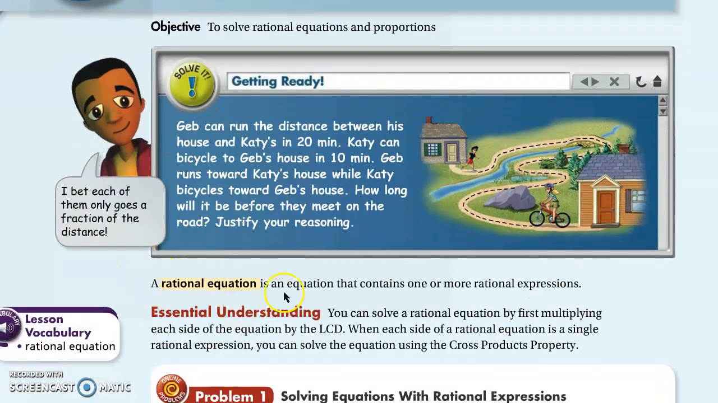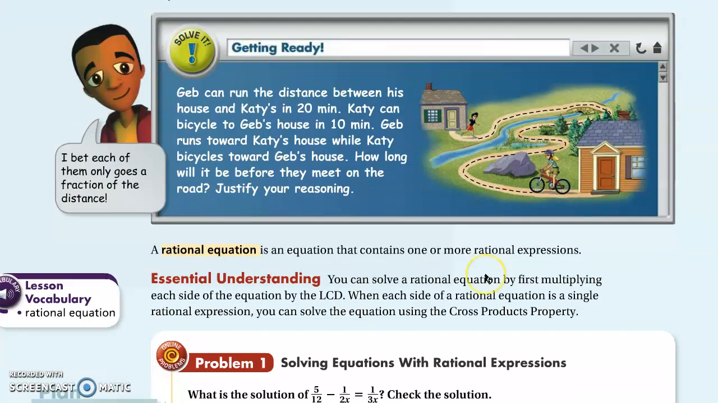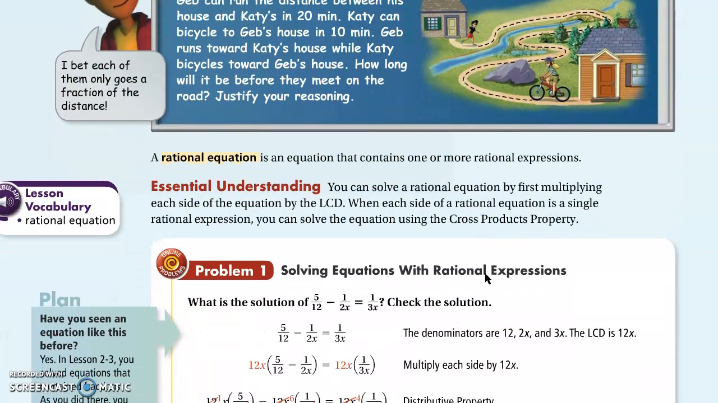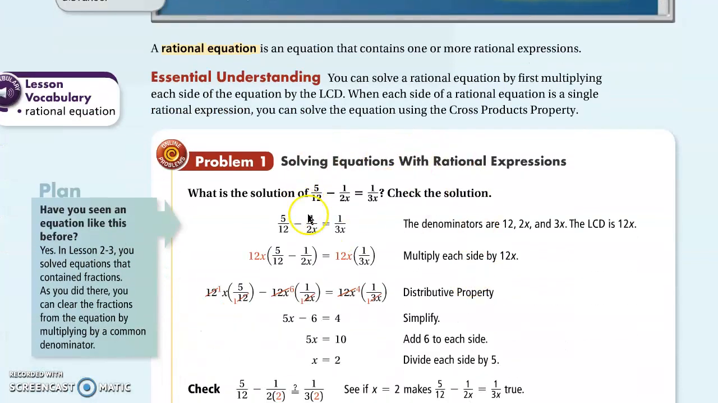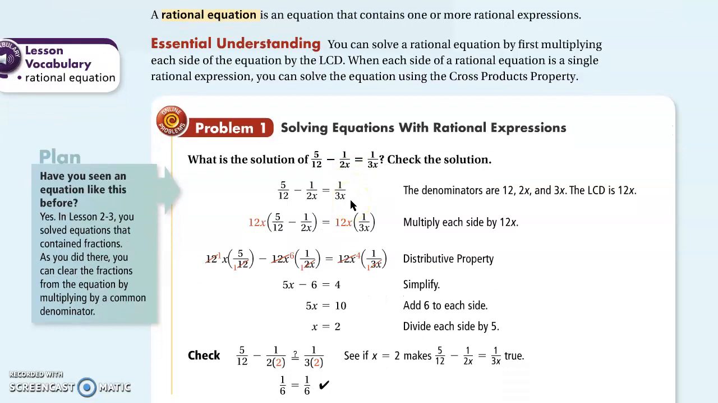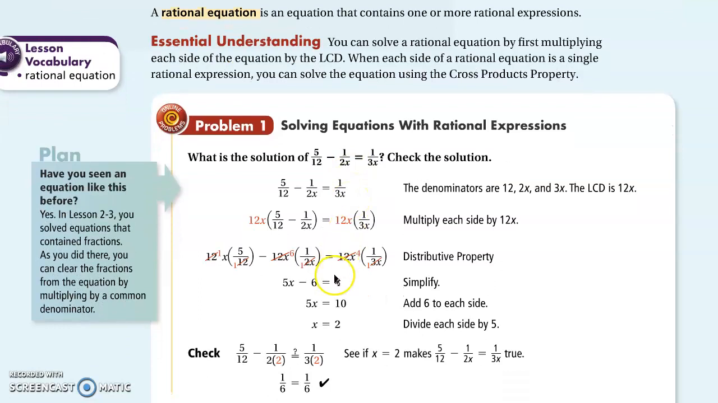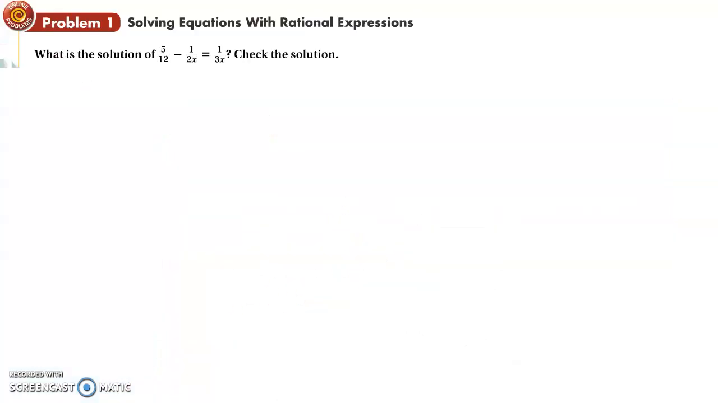Well, a rational equation is an equation that contains one or more rational expressions. Oftentimes, it's going to look like this, where you have not only fractions, but you have x's in the denominators. And this looks like a mess to solve, but I'm going to go ahead and try to show you that it's not that bad. So here we go.